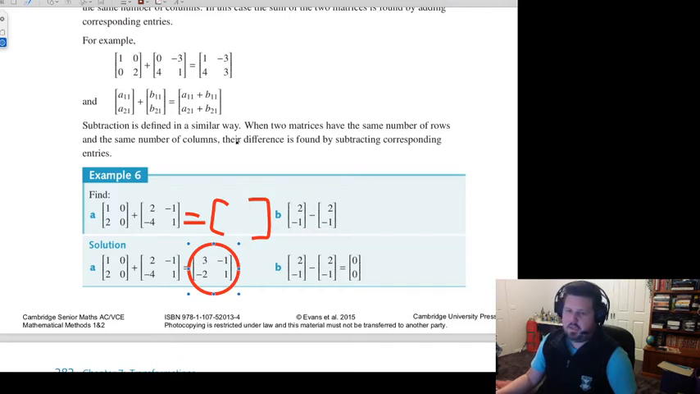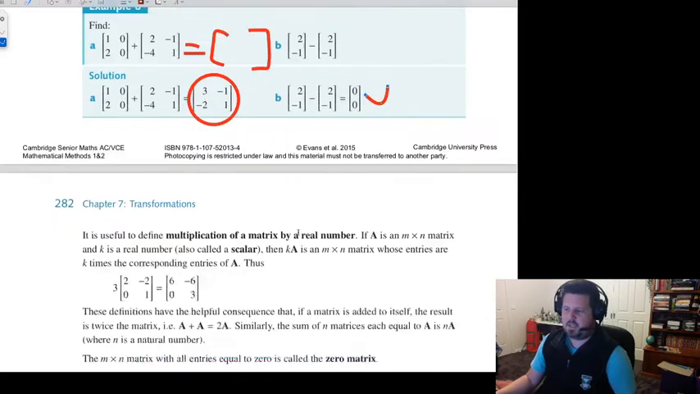Subtraction, as it said here, is the same, but we're subtracting them from each other. 2 take away 2, it's 0. Negative 1 take away negative 1, don't get your signs confused. Remember, if you are subtracting a negative, it's the same as adding. Negative 1 plus 1 is 0. Cool, we've got the answer there. See, it's not so bad after all.